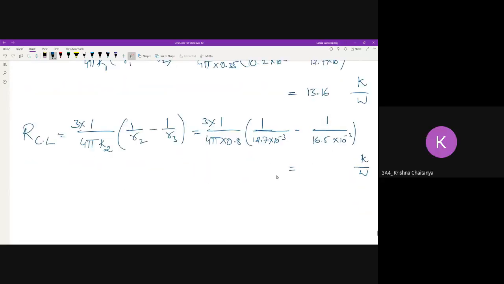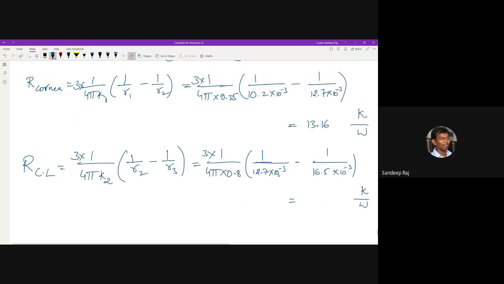Sir, can we consider 12.3 also? Which one? The same 13.16. Can we consider 12.3? Approximately is okay. No, sir, we'll try to do 13.16 only. 13 and 12 are almost near. That's what he's asking. It's okay.